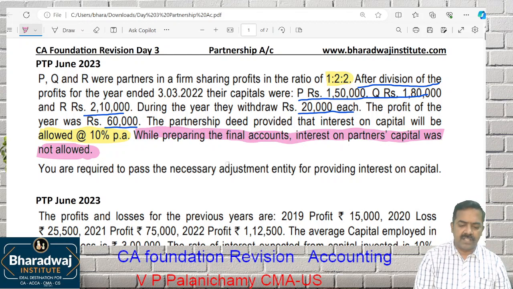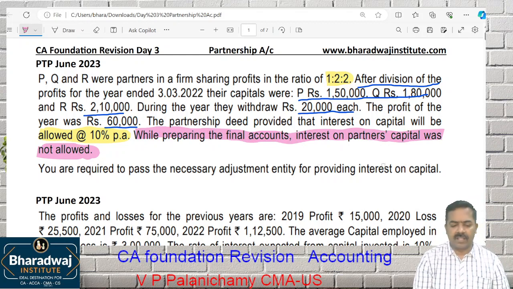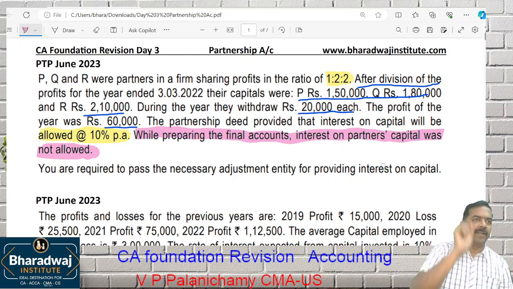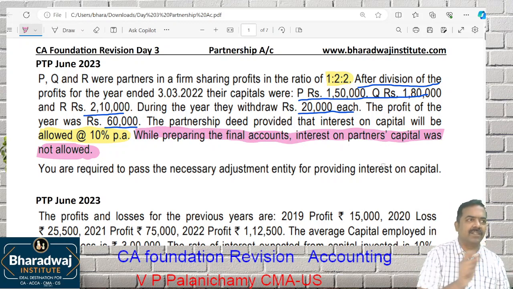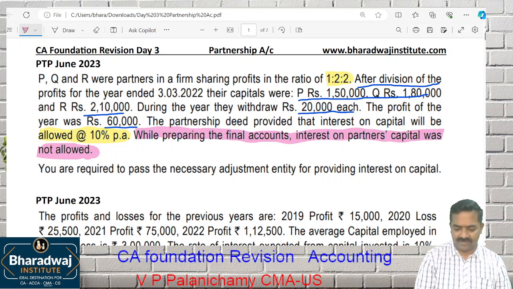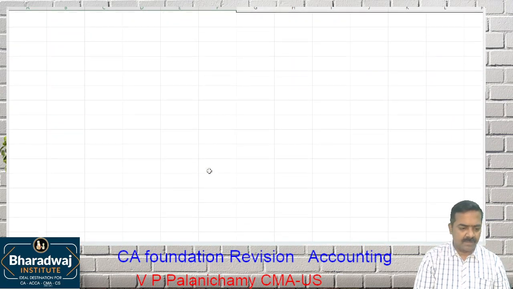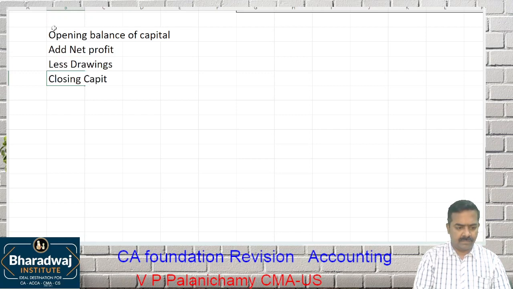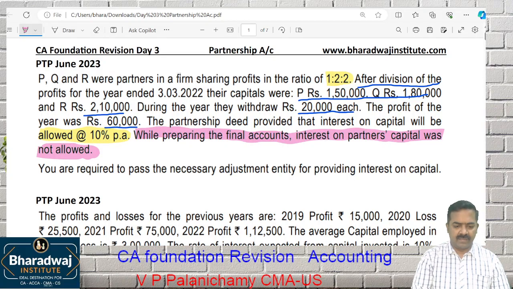You are required to pass a necessary adjustment entry to provide interest on capital. So what is the mistake they have done? Opening capital, they distributed profit, they adjusted drawings and closed. That's all. They have not added interest on capital. They have done like this. That is what is given in the question.